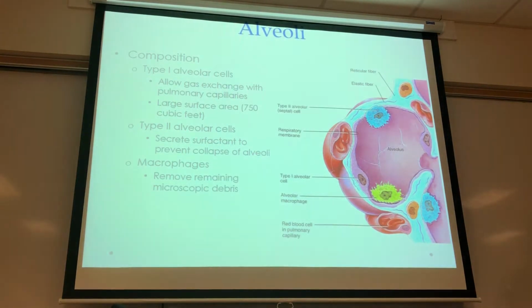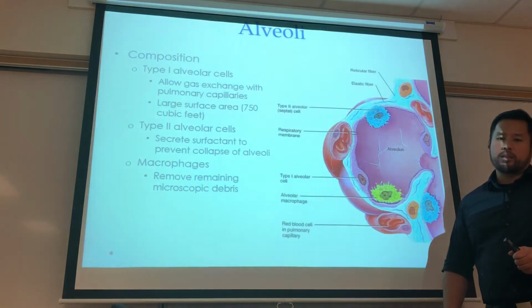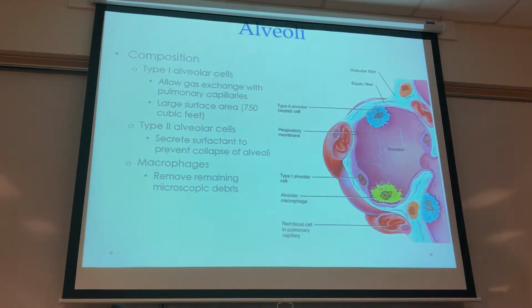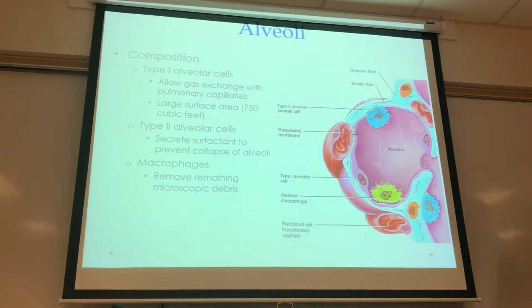So how much surface area does it come out to? Depending on somebody's height, age, weight, gender, and as well as race also plays a factor, that gives us the size of the lung. And with that, we have about 750 cubic feet. If I were to assume that this room is 20 feet by about 35 feet, something like that, which kind of makes sense. It's about the size of this room. That is the amount of surface area that we have for gas exchange to occur.